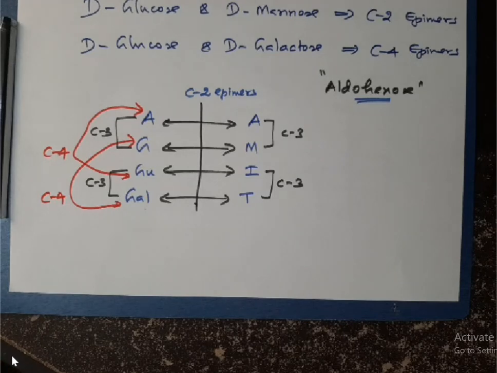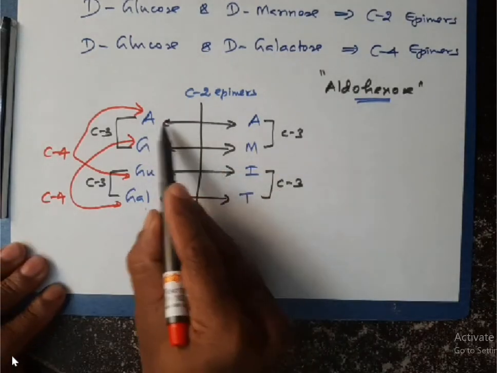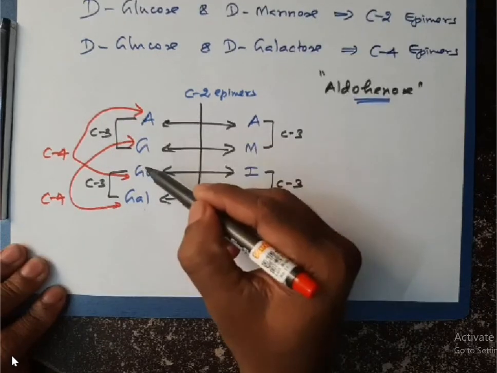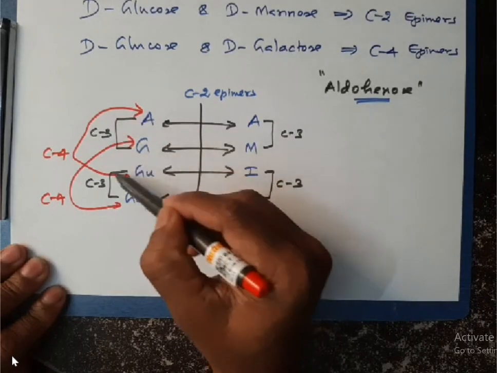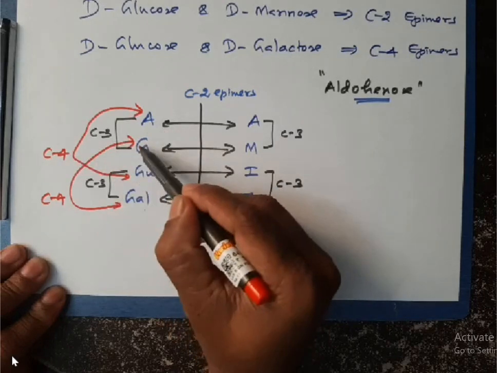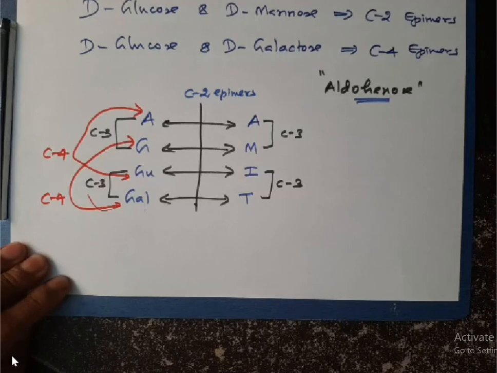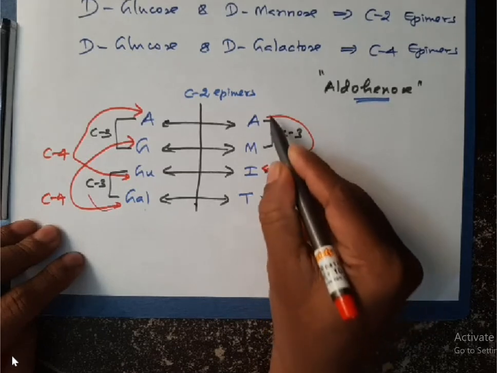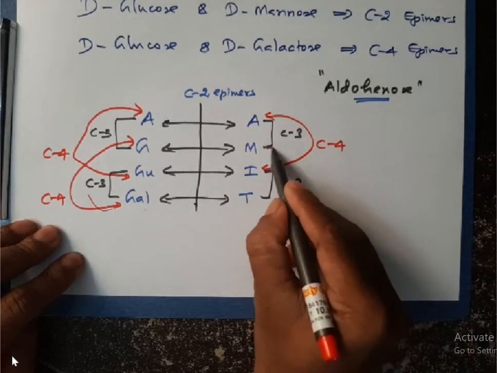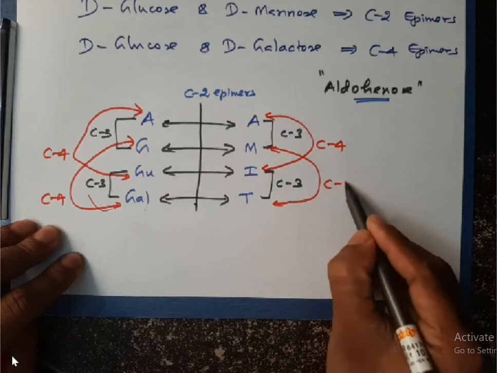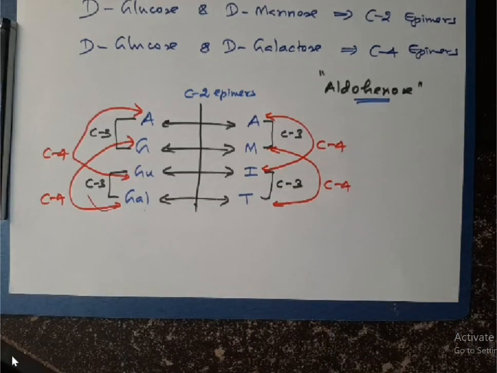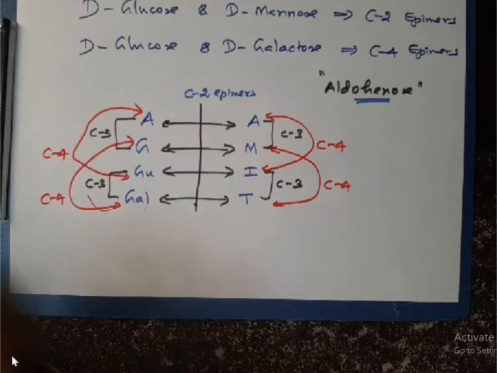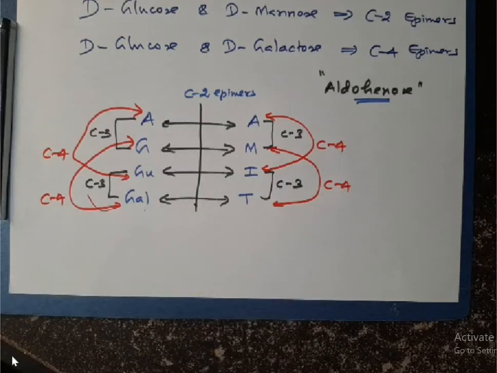Yes, sir. Yeah, take note. See, these pairs are C2 epimers. Here on the left-hand side, 1, 2 are C3, 3 and 4 are C3. 1 and 3 are C4 epimers, 2 and 4 are C4 epimers. Similarly here, 1 and 3 are C4 epimers, 2 and 4 are C4 epimers. Very simple. If you remember this, you can answer any questions in JEE based on epimers.